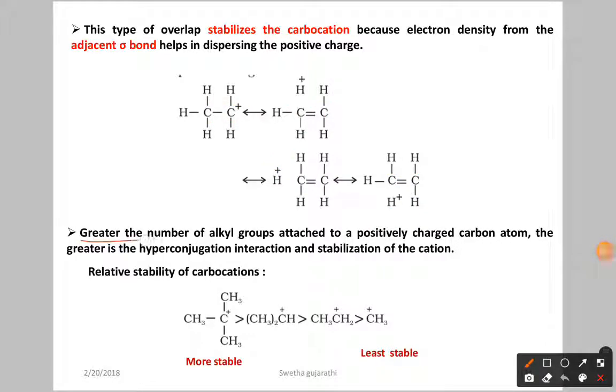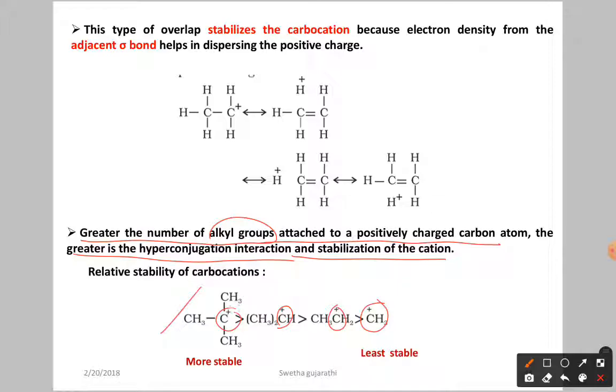Next, the greater the number of alkyl groups attached to the positively charged carbon atom, the greater is the hyperconjugation interaction and stabilization of the cation. What is the meaning of this? Already we came to know. Here we have a tertiary carbocation. This is secondary. This is primary. This is a methyl cation. Among these, the tertiary is the most stable.